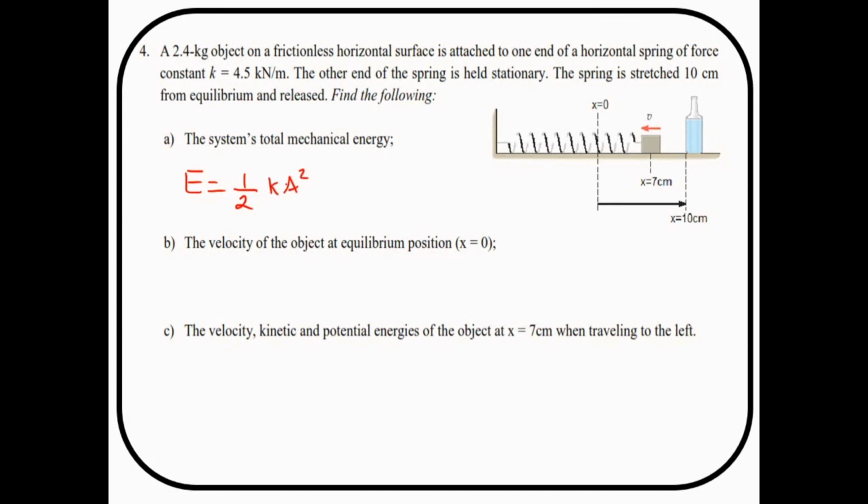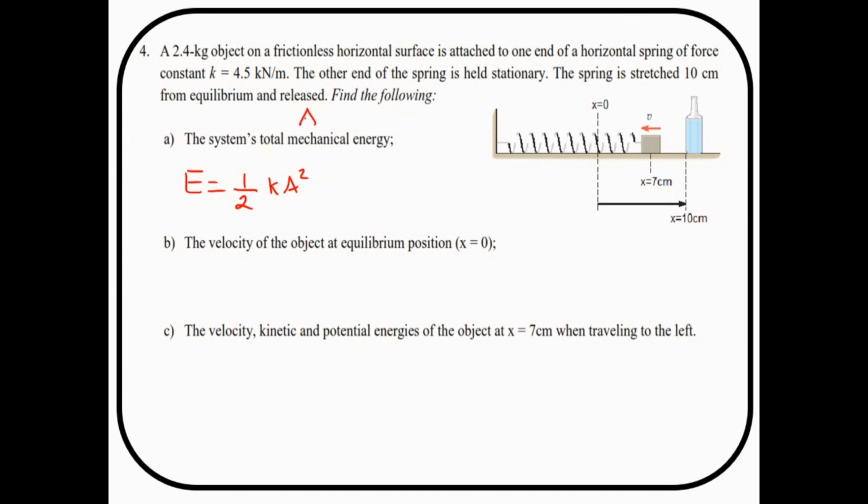Why did I write A square in place of x square? Because we extended the block to the maximum value of 10 centimeter, and that is nothing but the amplitude. The maximum extension from the equilibrium condition is considered to be the amplitude. So in place of x square, because we have one more x value, I have to differentiate these two. So now I'm going to substitute the values here.